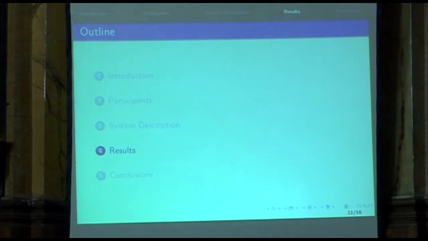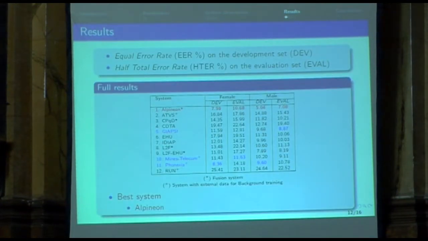Now let's talk a little bit about the results that the participants were getting, the official results. First, as presented by my colleague, we evaluated in terms of equal error rate and half total error rate. This is a summary table of the results on both female and male. The star sign means that the participant was using a fusion system. The plus sign means that some systems were using external data for background training. And so the best results are in red.